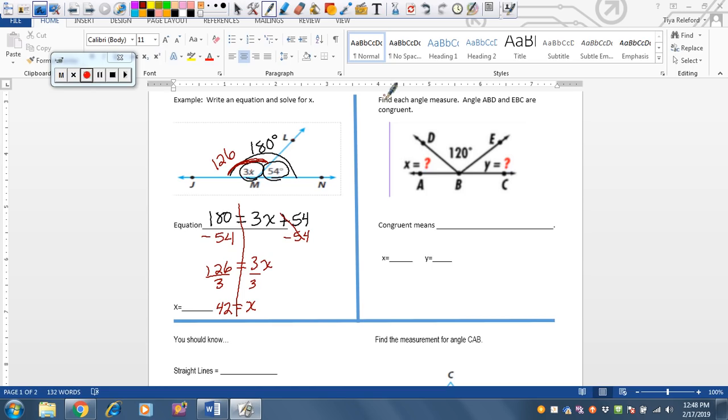So this says, find each angle measure, angle ABD and angle EBC are congruent. Congruent means exactly the same. They're absolutely 100% equal.